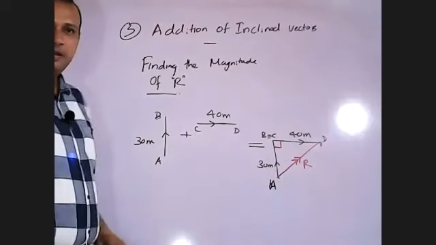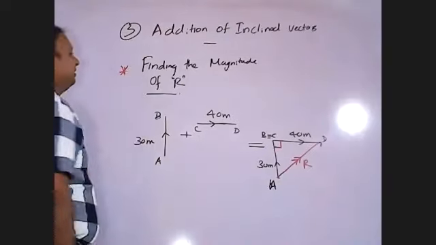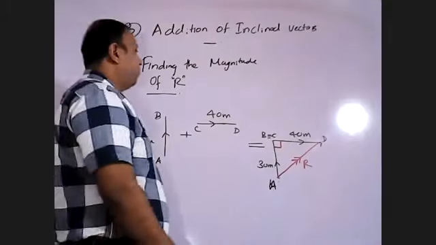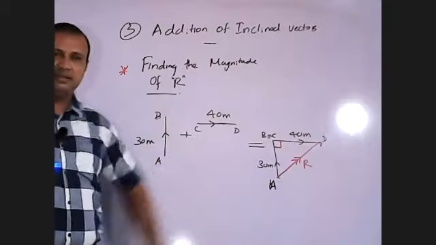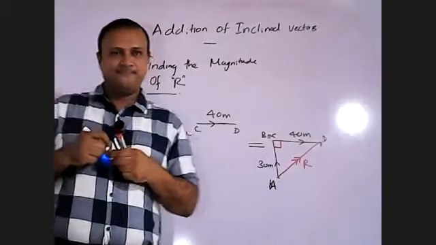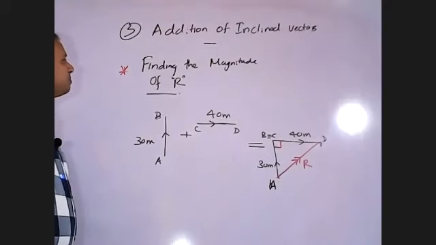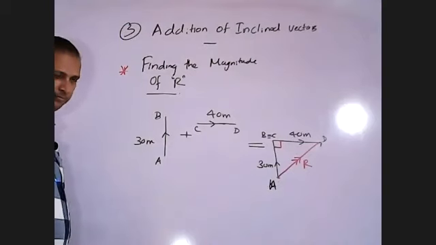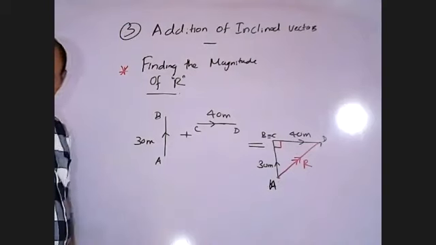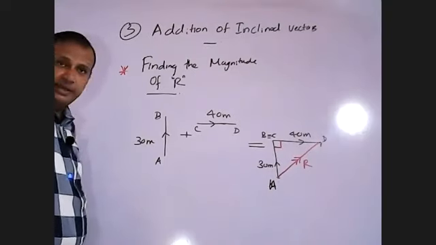Okay. Then put a star mark and write this one: Finding the magnitude of R. Don't draw this thing, it is not a topic. Finding the magnitude of resultant force. Okay, right under that.